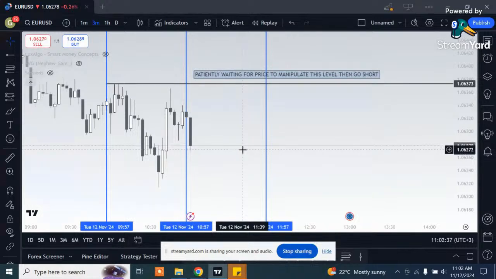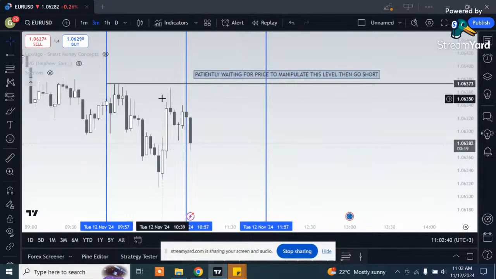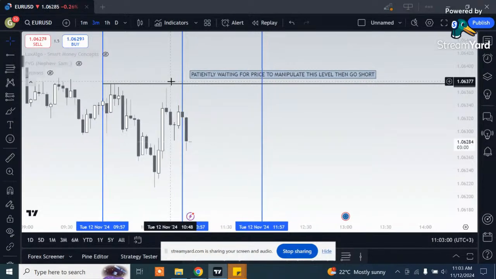So basically, I'm going to be waiting for price in this hour to manipulate this particular level right here. Once it has manipulated that level, then I'll be making my entry. So this is what I'm looking out for today, and in this hour. It's currently 11 a.m. in my hometown, so I'm waiting for this to form. Once it forms, then I'll be entering.